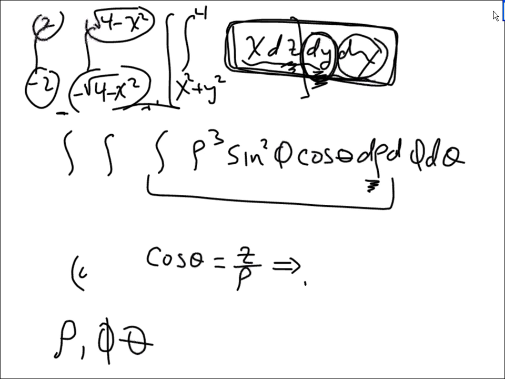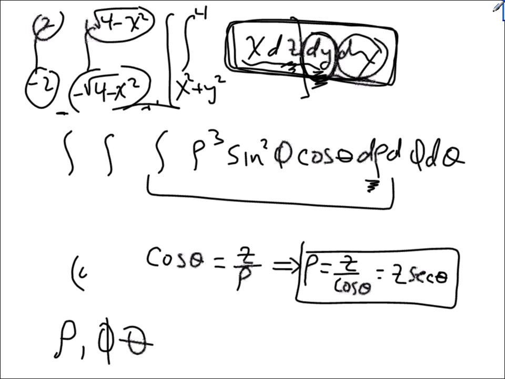Solving this equation for rho, rho is equal to z over cosine theta. Bringing the cosine theta to the top, remember cosine theta in the denominator is secant theta in the top. So that is rho. Rho goes from one z secant theta to another z secant theta. Now the question is, what does z go from?